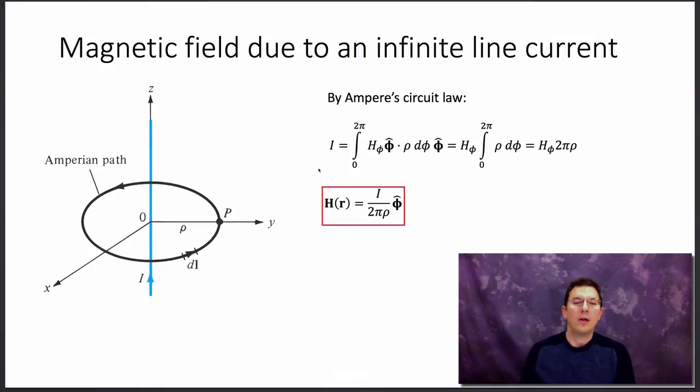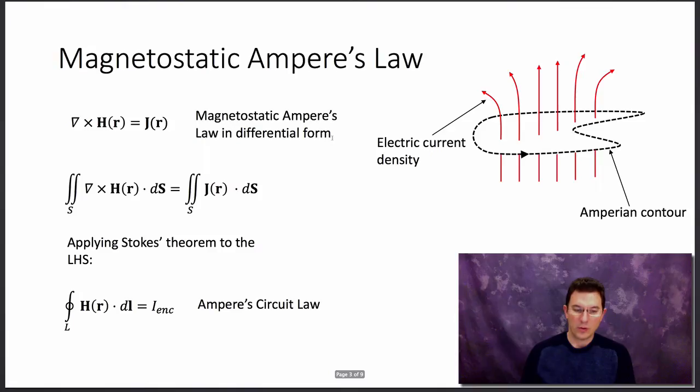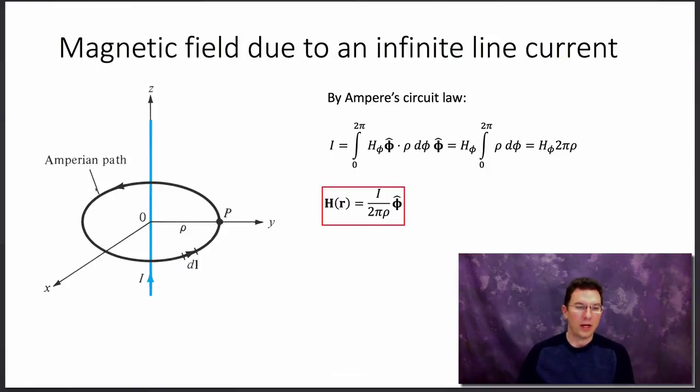So in the end, the current enclosed by this Amperian path is just simply I. That corresponds again to this term right here. So I, the total current enclosed by this Amperian path, is equal to the phi component of the magnetic field, times 2 pi rho.